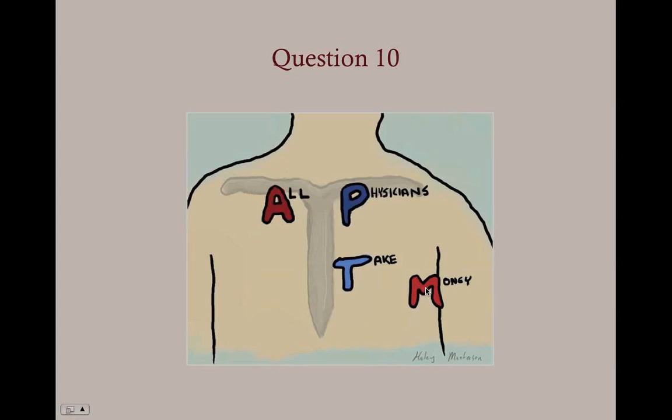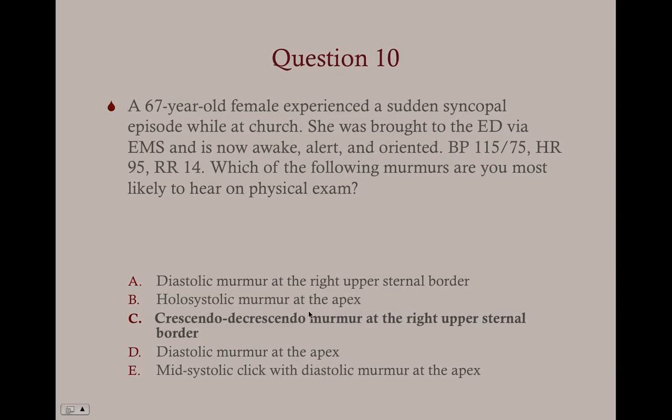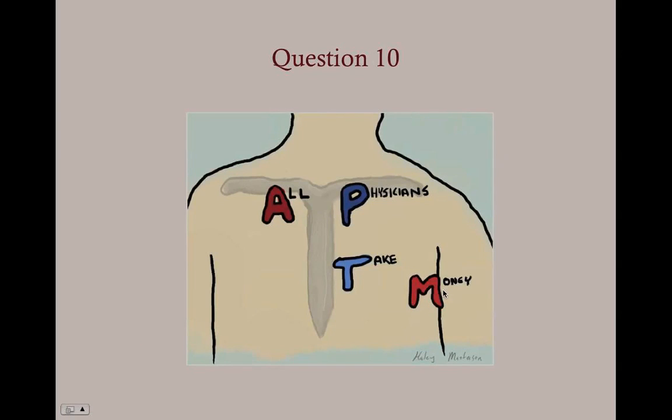Blood should not be flowing through the mitral valve during systole. So what you have then is mitral valve regurgitation. So a holosystolic murmur at the apex is mitral valve regurgitation.